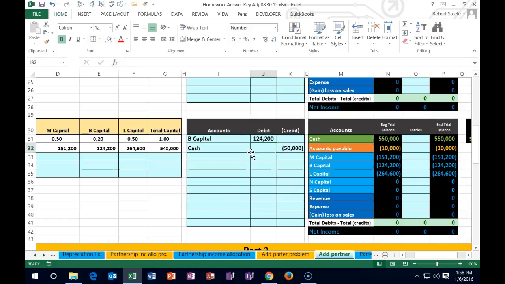Now we're out of balance, of course. We've got the debits are higher than the credits by 74,200. We're going to need a credit of 74,200. What are we going to credit? The other two capital accounts here for M and L. M and L are going to actually increase their capital accounts by this amount because they paid out less than the capital account balance for B. Therefore, they're going to split the difference in accordance to their profit sharing.